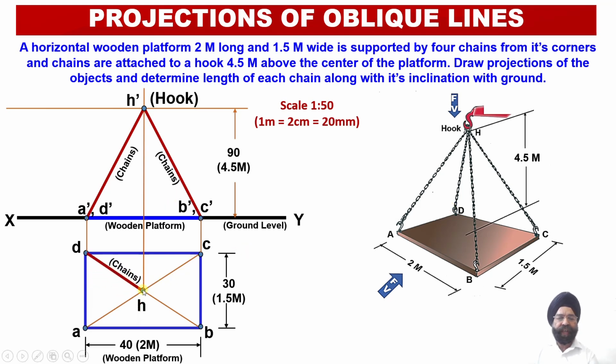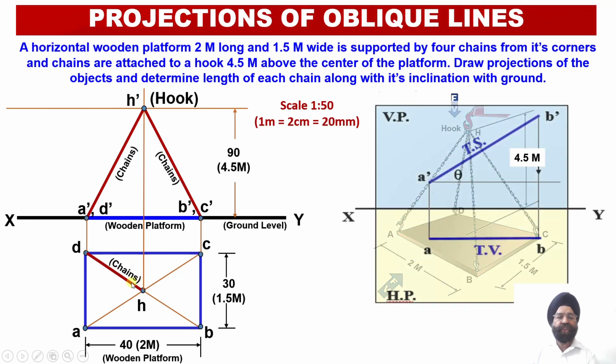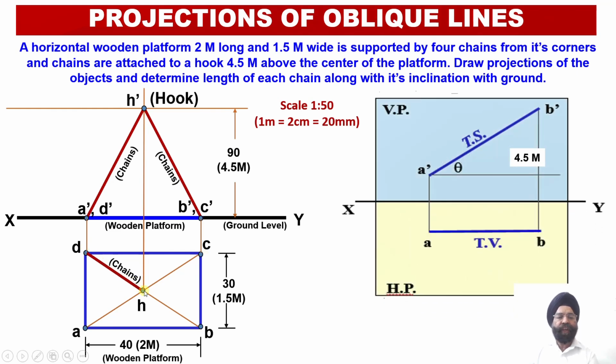So here you can check, we have picked up this particular chain HD over here. This is one of the chains. We have mentioned chains over here because it is similar with HA, HB and HC. So having picked up this chain HD, we know that the top view projection corresponding to this chain HD is inclined with respect to the vertical plane.